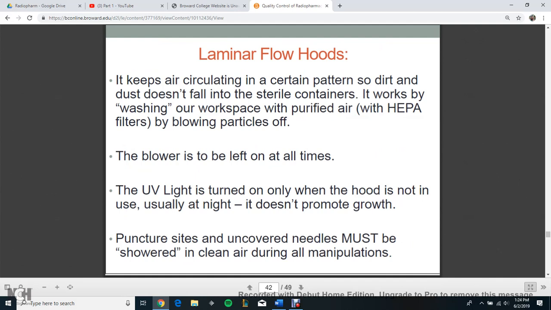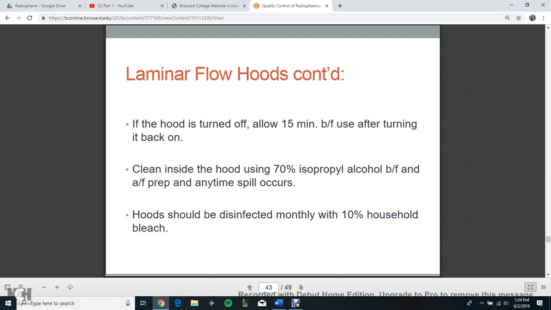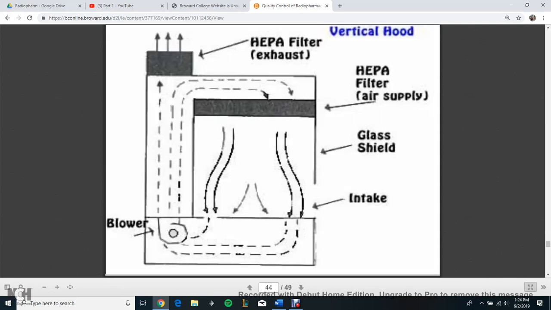It works by washing our workspace with purified air, HEPA filters, by blowing off particles. The blower is to be left on at all times. The UV light is turned on only when the hood is not in use, usually at night. It doesn't promote growth. Puncture sites and uncovered needles must be showered in clean air during all manipulations. If the hood is turned off, allow 15 minutes before use after turning it back on. Clean inside the hood using 70% isopropyl alcohol before and after prep and any time a spill occurs. Hoods should be disinfected monthly with 10% household bleach.